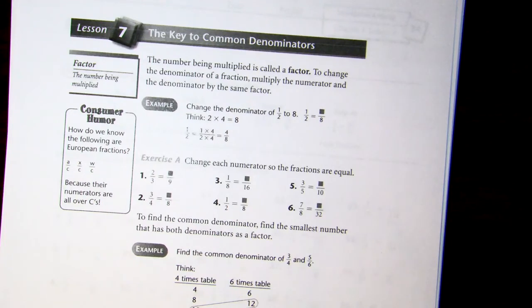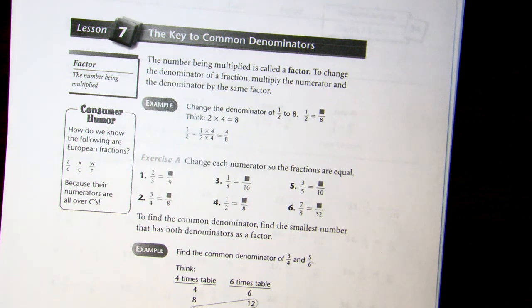Hey guys, this is lesson 7, the key to common denominators. So we're just going to find equal fractions, essentially. And the way we do that is by using its ratio. And there's a few ways to do this.